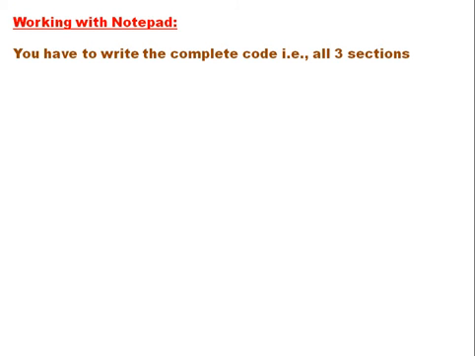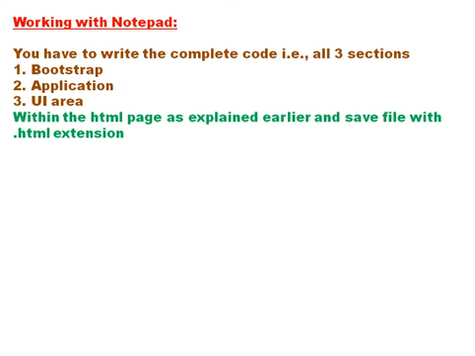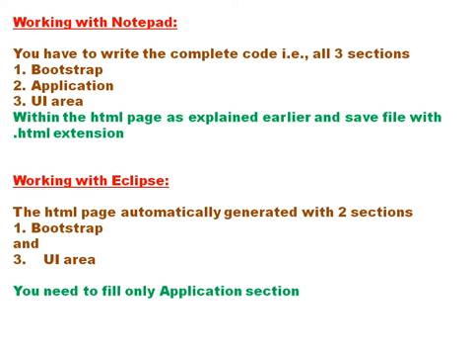When working with Notepad, you have to write the complete code, that is all three sections, Bootstrap, application, and UI area, within the HTML page as explained earlier, and save file with .html extension. When working with Eclipse, the HTML page is automatically generated with two sections, that is Bootstrap and UI area. You need to fill only application section.